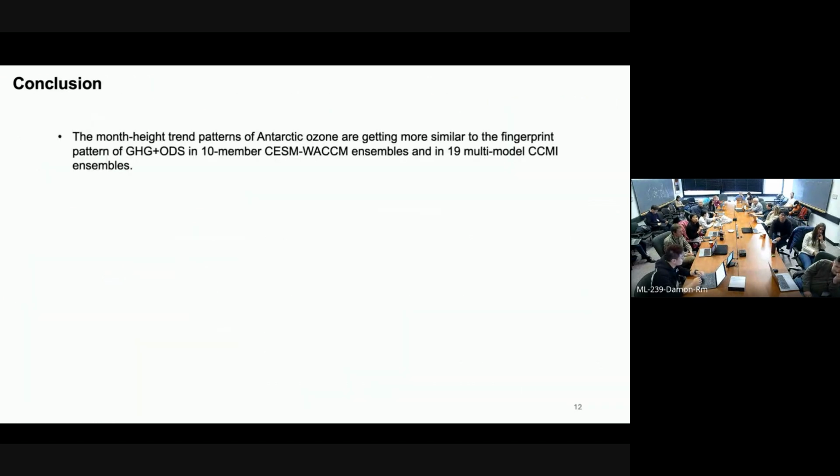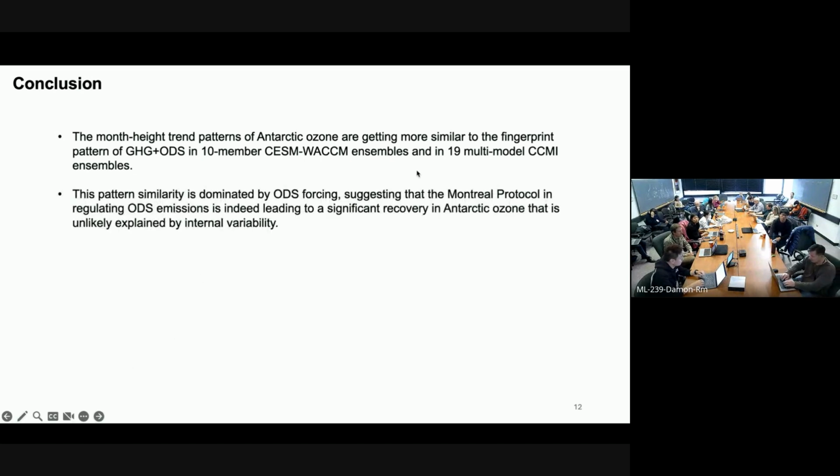Here are the conclusions. The month-and-height trend patterns of Antarctic ozone are getting more similar to the fingerprint patterns of greenhouse gas plus ODS in the 10-member CESM and WACCM ensembles and in 19 different multimodel CCMI ensembles. And this pattern of similarity is dominated by ODS forcing, suggesting that the Montreal Protocol, in regulating ODS emissions, is indeed leading to a significant recovery in Antarctic ozone that is unlikely to be explained by internal climate variability itself.